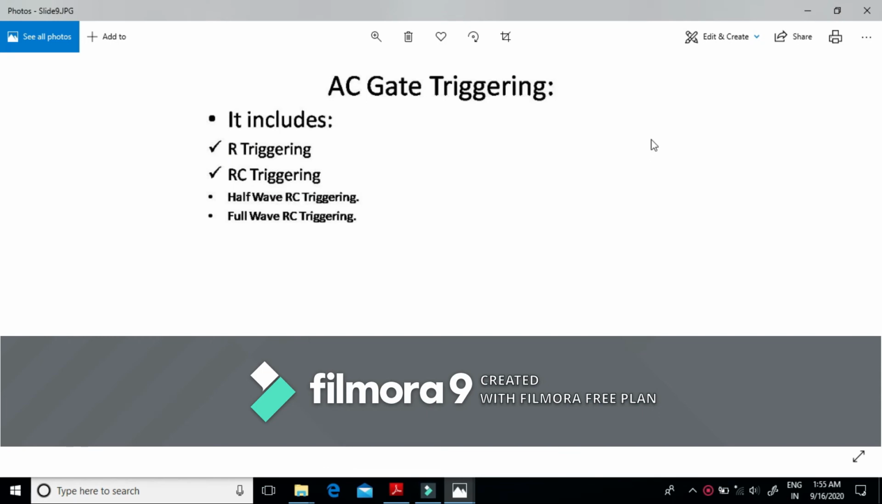Now the AC gate triggering. This AC gate triggering includes resistance triggering and resistance capacitance triggering. The resistance capacitance triggering is further divided into half wave RC triggering and full wave RC triggering. Let us continue with the first one, that is the R triggering.